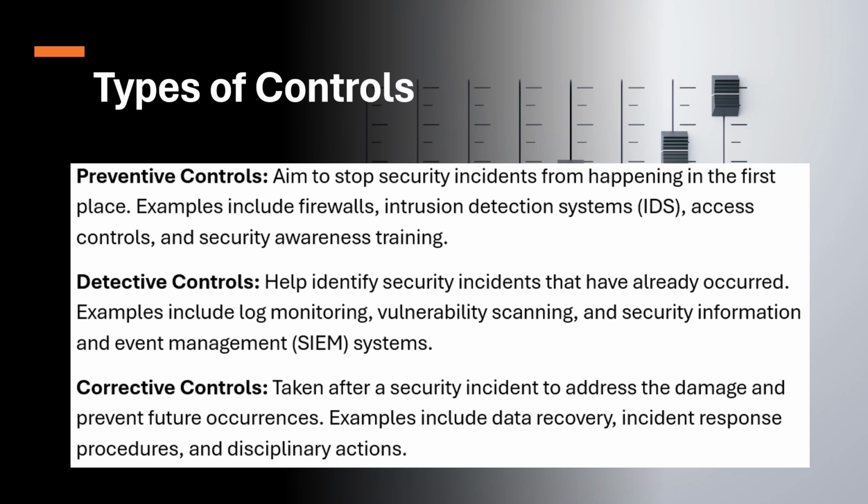Detective controls help identify security incidents that have already occurred. Examples include log monitoring, vulnerability scanning, and security information and event management, SIEM, systems. And corrective controls are taken after a security incident to address the damage and prevent future occurrences. Examples include data recovery, incident response procedures, and disciplinary actions.